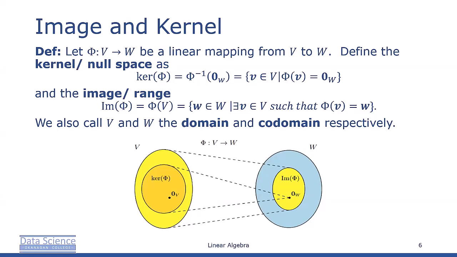Intuitively, the kernel is a set of vectors in V that phi maps to the neutral element in W. The image is a set of vectors w that can be reached by mapping something from V using phi. And you can see that in the diagram on the slide.